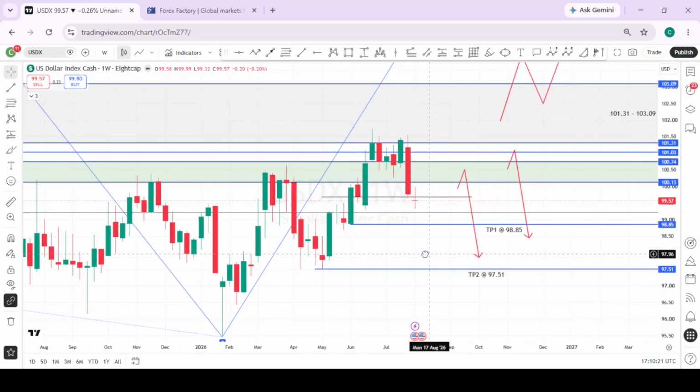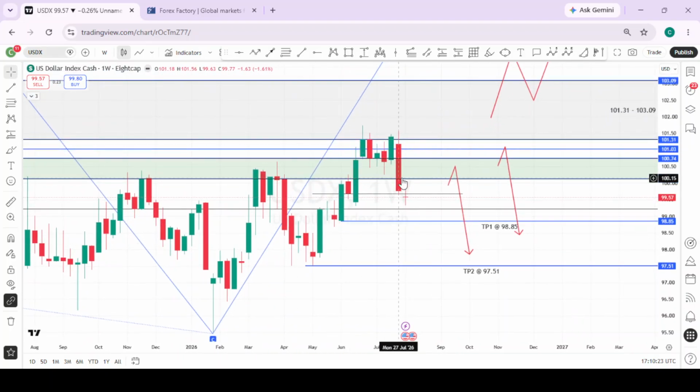This is DXY, and for DXY, last week we anticipated that price was going to pull back into this area of interest to give us selling opportunities to the downside. Price never made its way there, but it gave us a reaction somewhere close to it, to the downside.